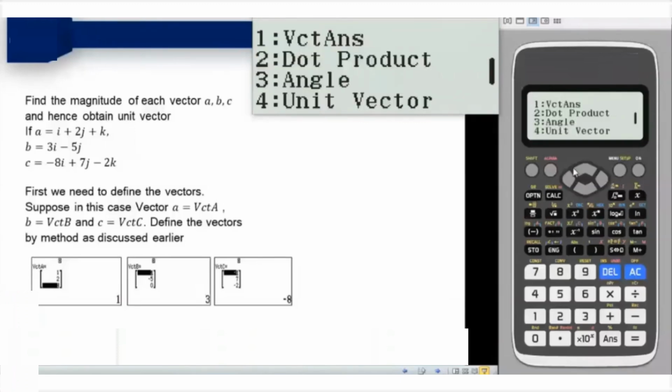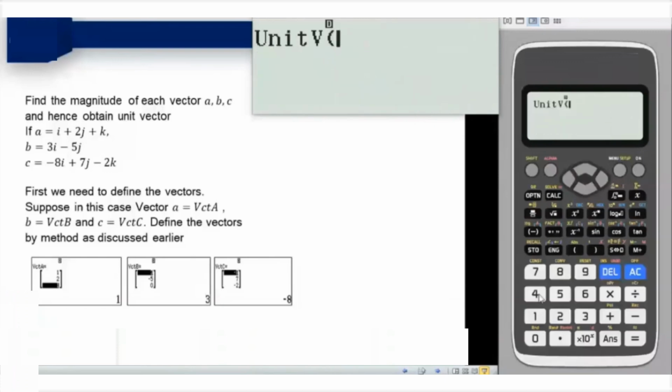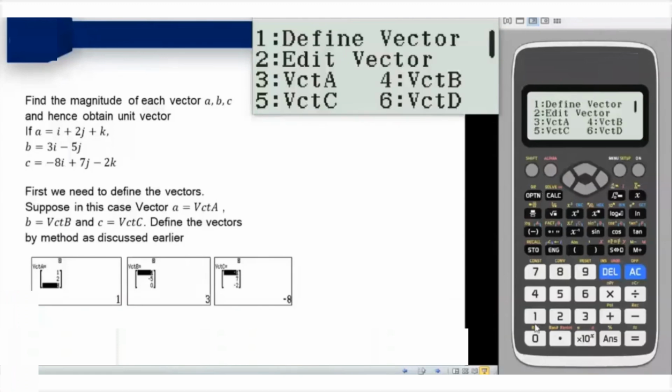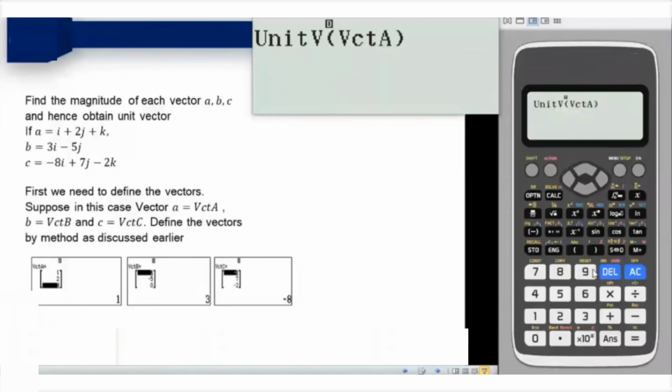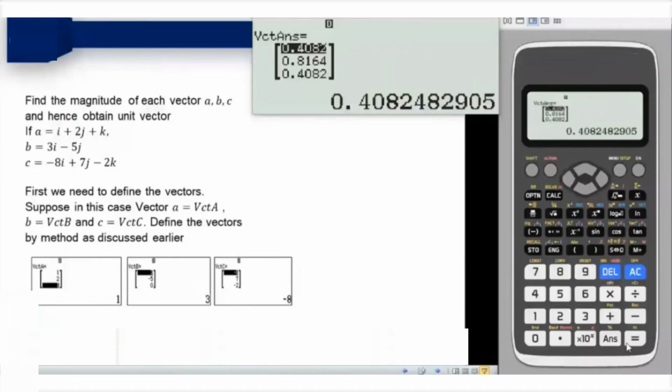So the calculator is asking which vector you need to find the unit vector of. You will press option, you will press 3. So you need to find the unit vector of vector A. The unit vector of vector A is the vector divided by its magnitude. I hope this is clear. 0.4082, 0.8164, 0.4082. I hope I'm clear.